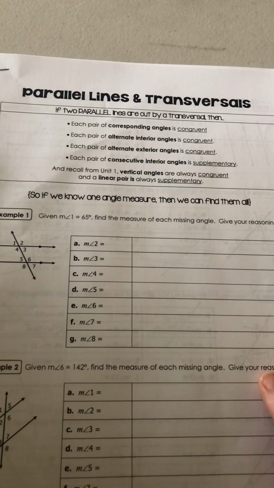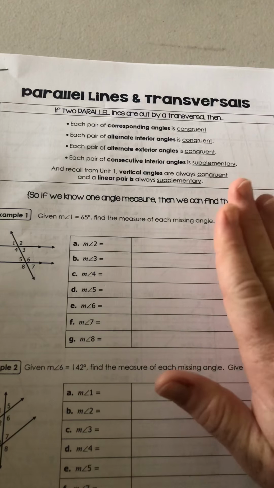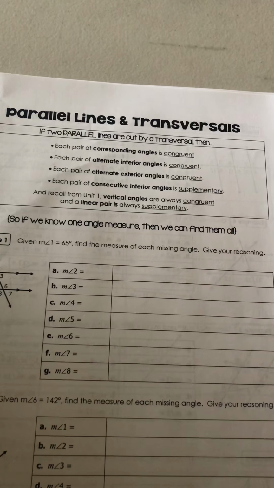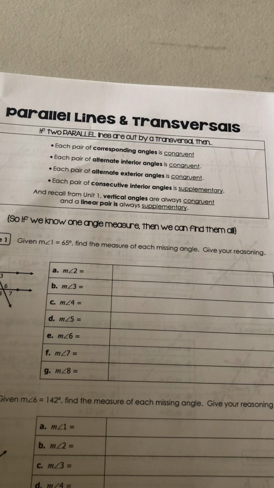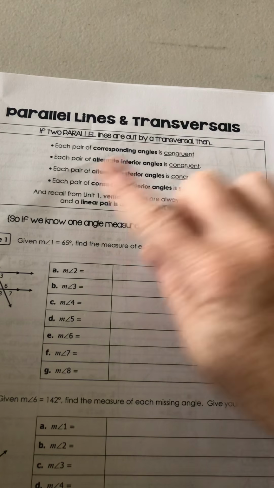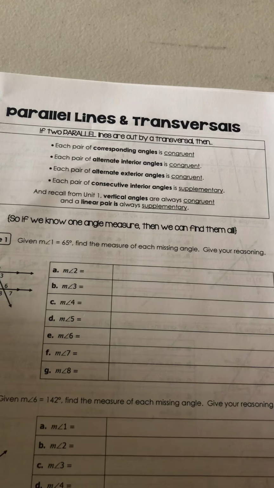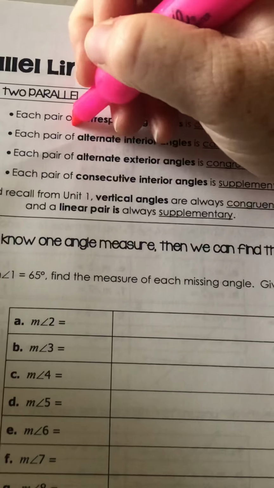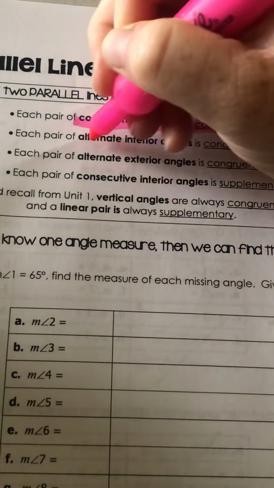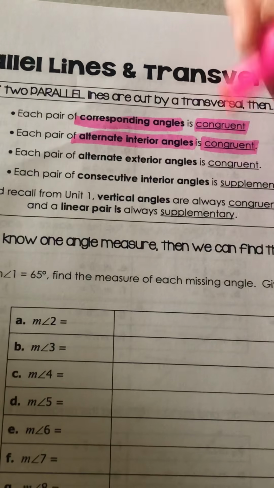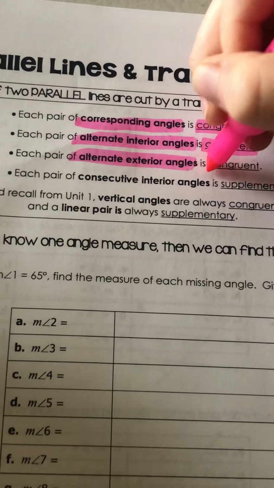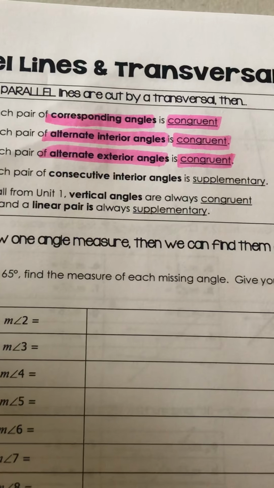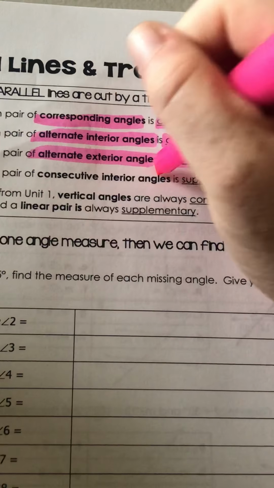We talked last lesson about transversals through lines, but when we have parallel lines specifically that are cut by a transversal, specific things are going to happen, which are listed up here. So every pair of corresponding angles are going to be congruent. Alternate interior angles will be congruent. Alternate exterior angles will be congruent. And each pair of consecutive interior angles is supplementary.